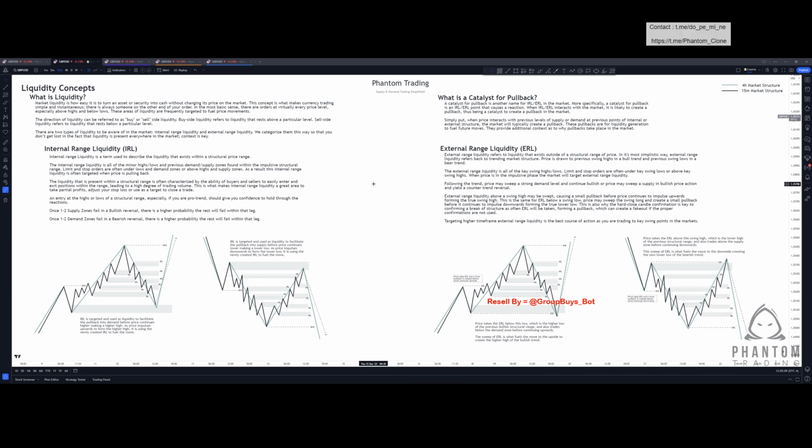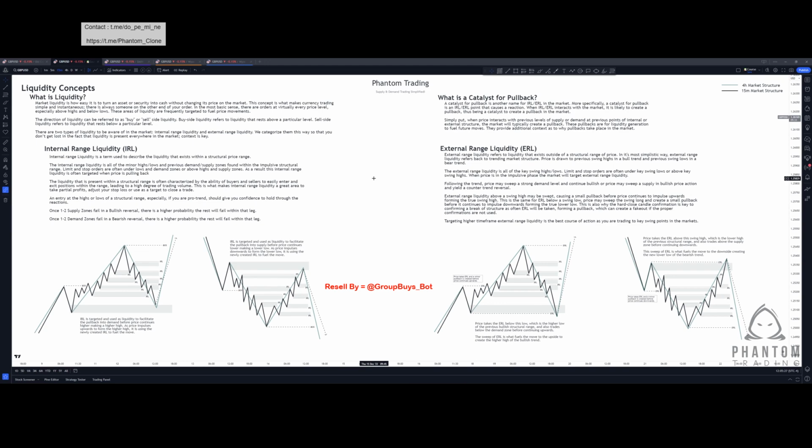The internal range liquidity is all of the minor highs and lows and previous demand and supply levels found within the impulsive structural ranges. Limit and stop orders are often under lows and demand zones or above highs and supply zones. As a result, this internal range liquidity is often targeted when price is pulling back. The liquidity that is present within a structural range is often characterized by the ability of buyers and sellers to easily enter and exit positions within the range, leading to a high degree of trading volume. This is what makes internal range liquidity a great area to take partial profits, adjust your stop loss, or use as targets to close trades.